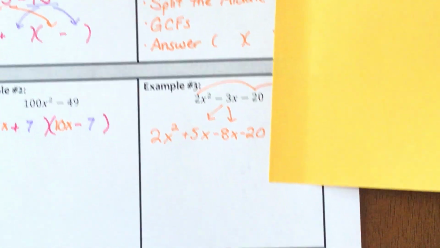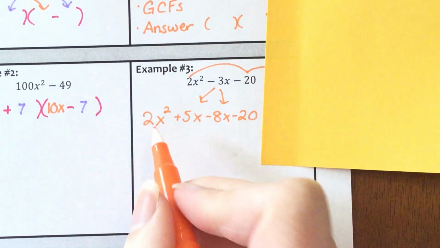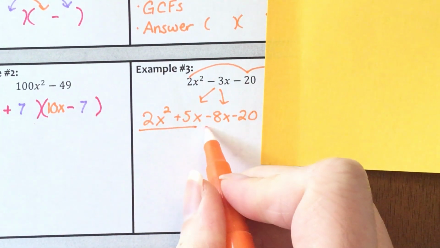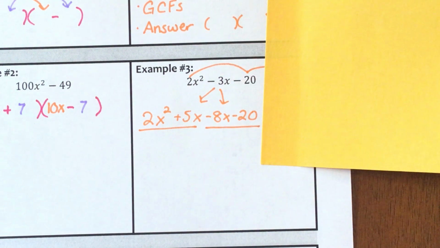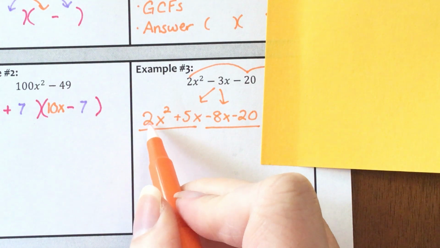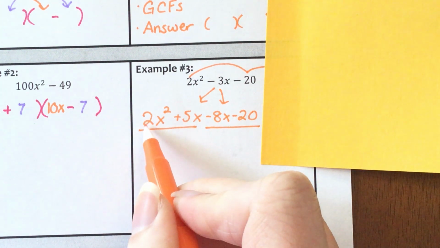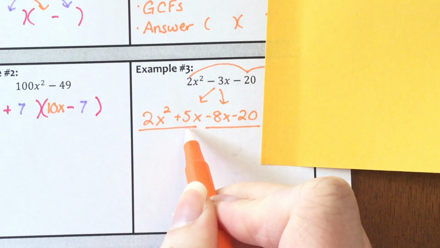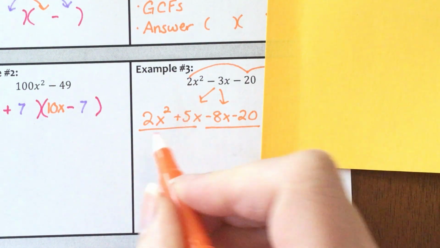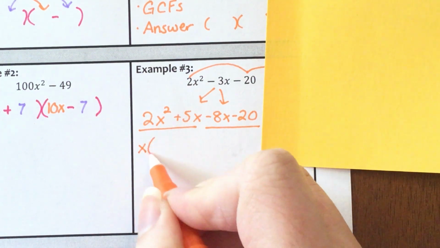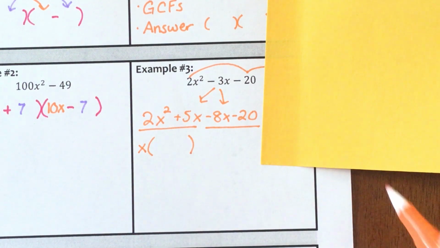Okay, so here's our focus. We have 2 terms here, and we have 2 terms here. We want to find the greatest common factor, just like we did in example 1. So what is the greatest common factor between 2x squared and 5x? There's no number besides 1 that goes into 2 and 5, but we do have an x in common in both of those. So x is our greatest common factor there.